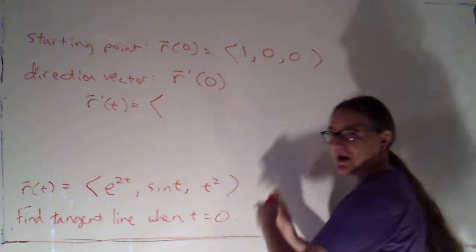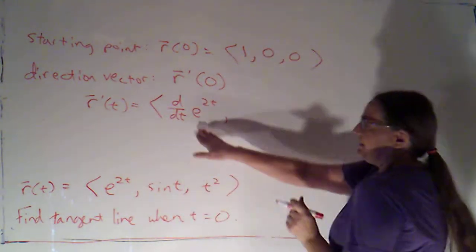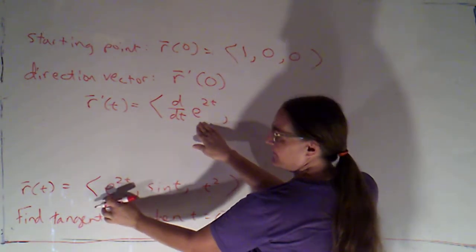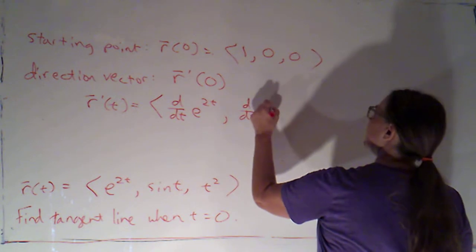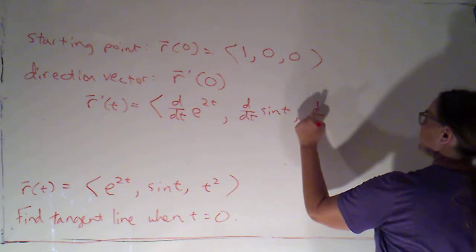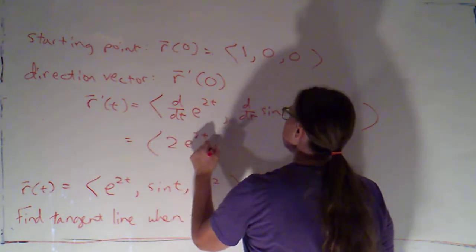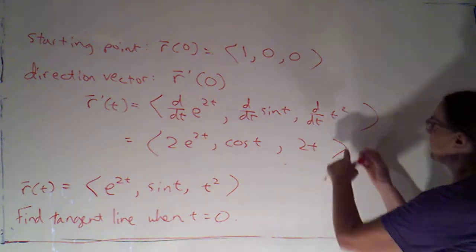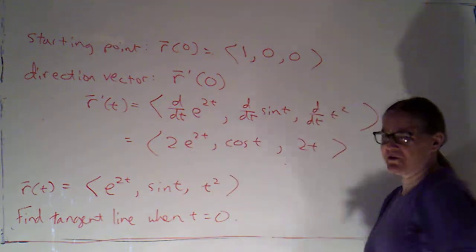I usually won't take the time to write this out, but since this is our first time taking the derivative, the component that I get in the x position is going to be the derivative of the function that gave me my x component. In the y position, I'll have the derivative of sine t, and the derivative of the z component goes in the third position. All right, so that's just 2e to the 2t, cosine t, 2t. Okay. Now, ordinarily, I wouldn't bother to write that I'm taking the derivative of each component.